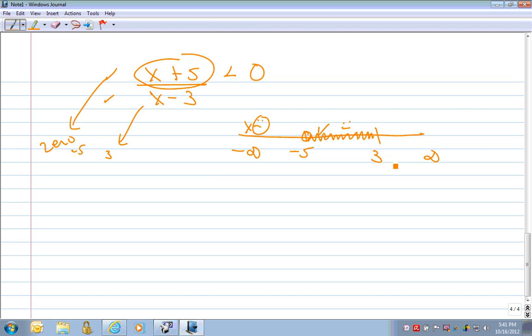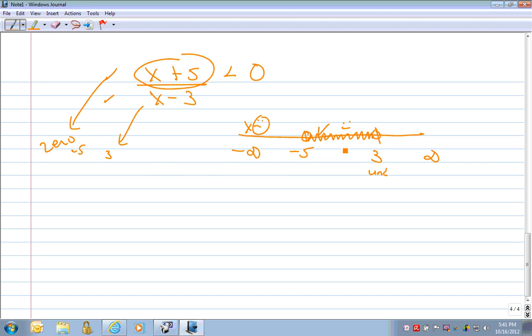For 3, it wouldn't matter. Even if this was a strict one, for 3, it would never be a part of the solution, because 3 minus 3 would be 0. You'd create a 0 in the denominator, which would be undefined. This would create an undefined term. So it would never be.